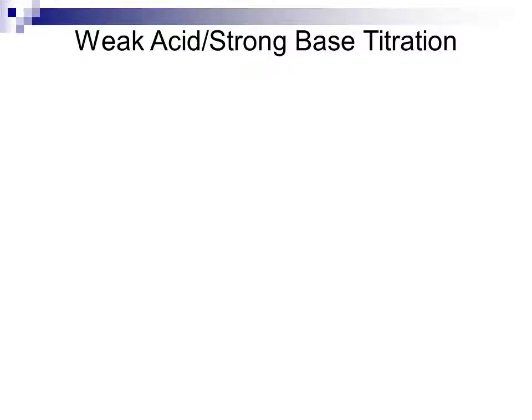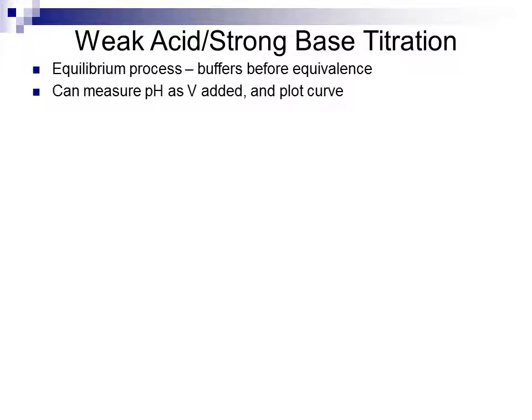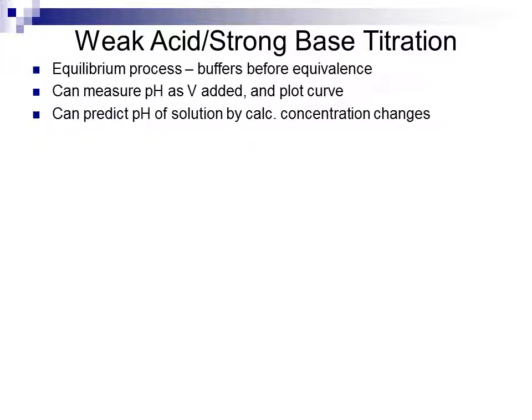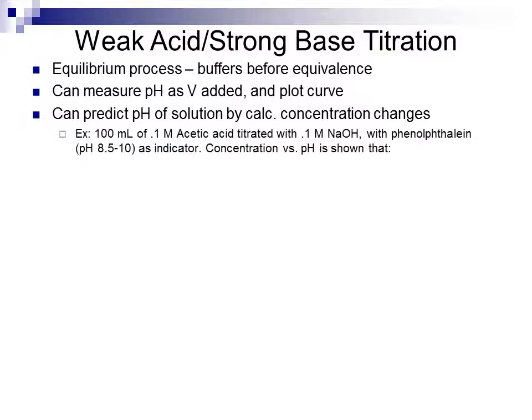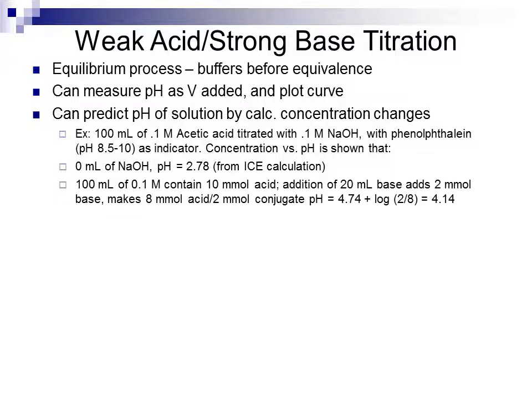For a weak acid and a strong base titration, as an example, the equilibrium process occurs, and it will buffer before the equivalence point. I can measure pH as volume is added once again and plot a curve, and predict the pH of the solution by calculating the concentrations. So for an analogous situation with 100 milliliters of 0.1 molar weak acid with the same phenolphthalein, at 0, our pH is 2.78. And if you remember from the ICE calculations we did earlier, we knew that a 0.1 molar acetic acid solution has a pH of 2.78.